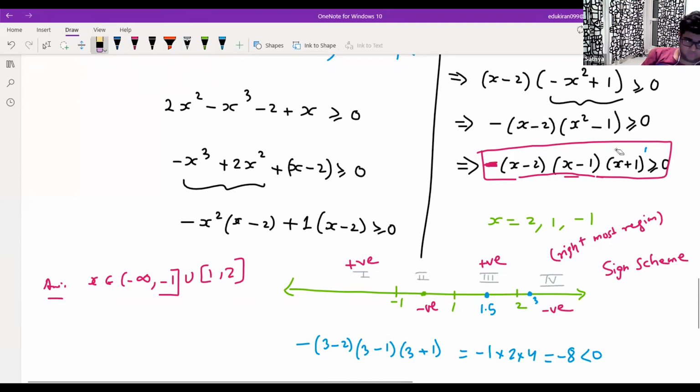So then how do we know when to use the square brackets and the normal bracket? It is not greater than 0. No? It is greater than equal to 0.